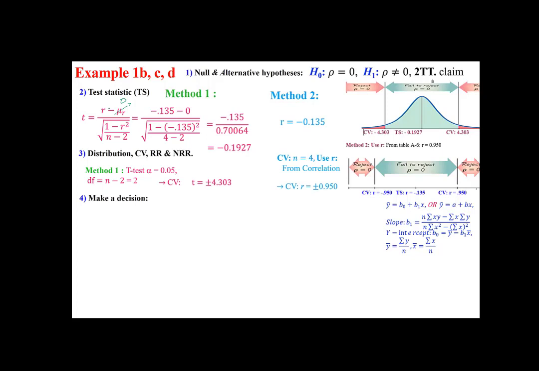So the decision making is the same for both of them. Do not reject H0. And what does it mean? The claim is false, and more importantly, there is no linear correlation between the two variables. There is no correlation. We are going to come up with the regression equations anyways, just again to see how the calculation works.